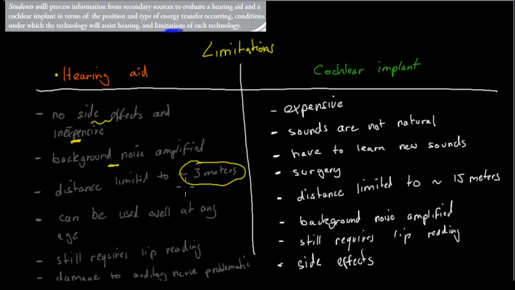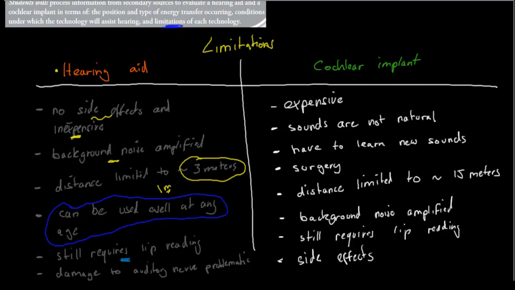Limitation means the obstacles, or what the problems are, when it comes to this technology. It only works at best at 3 meters. Actually, it works best at 1 meter, and it still works okay at 3 meters. That's the limitation as well. It can be used well at any age, which is an advantage. There's no learning involved. You can just pop it in and you'll hear better. That's good. It still requires lip reading because it's not perfect. Whilst it makes your hearing a bit better, you often still require lip reading to make sure you can still hear or just function properly.